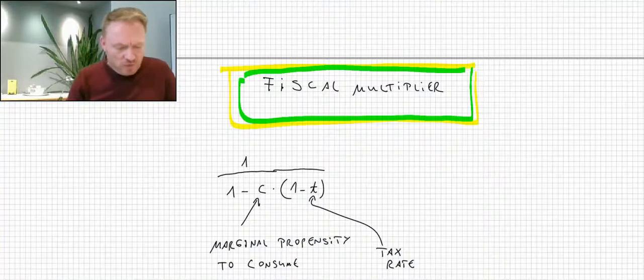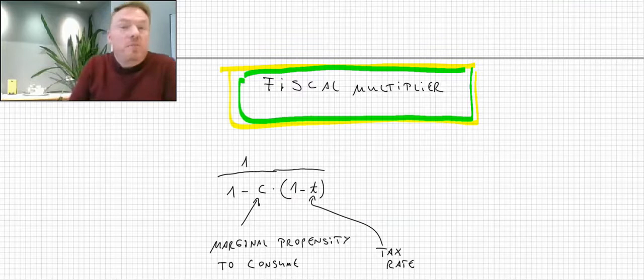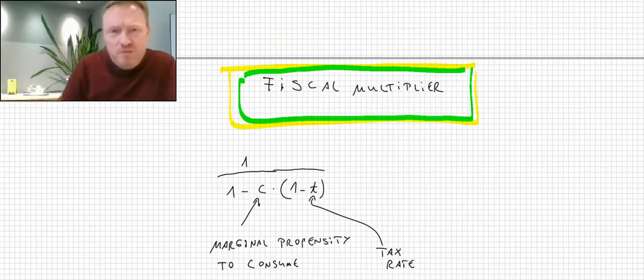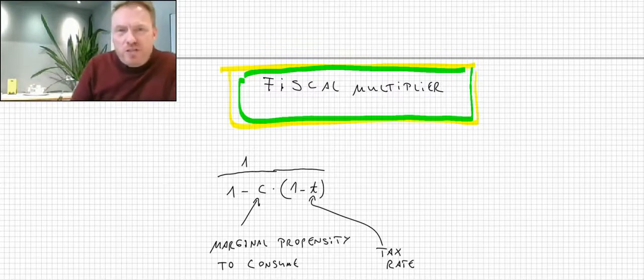The formula, first of all, tells us the story. It's a fraction with the number 1 in the numerator and 1 minus lowercase c times (1 minus t), put in brackets, in the denominator. And here at least two components are visible: lowercase c, the marginal propensity to consume, as we call it, and the tax rate, lowercase t.